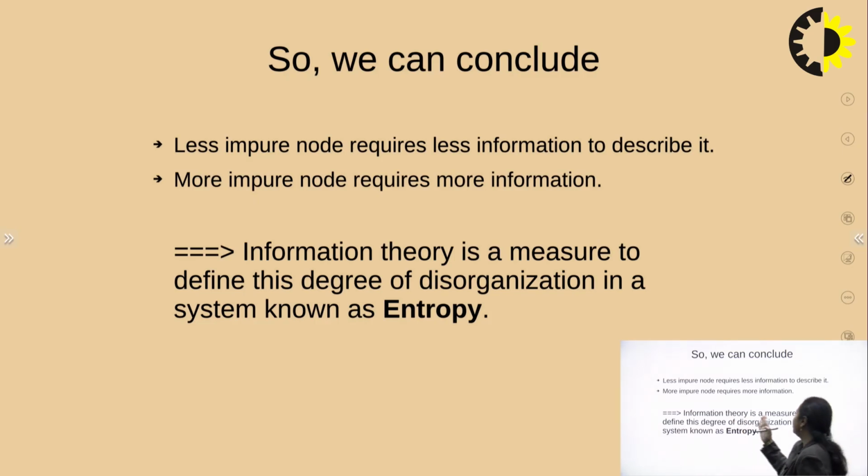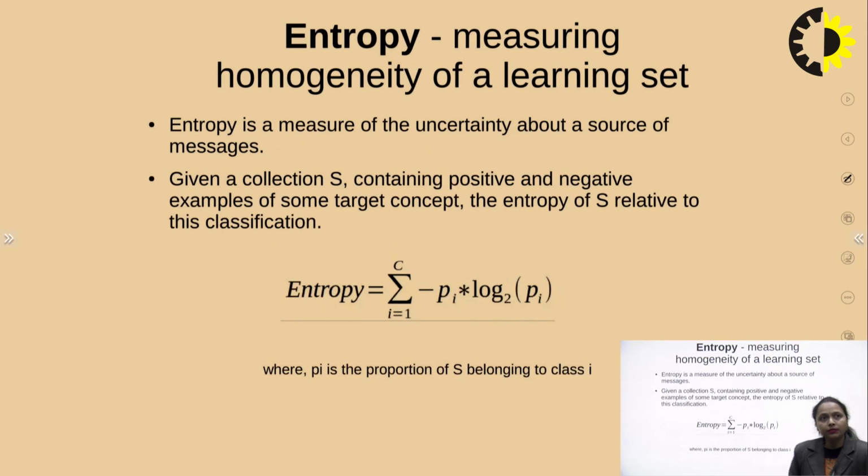Information theory is a measure to define this degree of disorganization in a system, which is known as entropy. With the help of entropy, we will decide the root node, or you can say the decision making nodes, of the decision tree. Now, how to calculate this entropy?